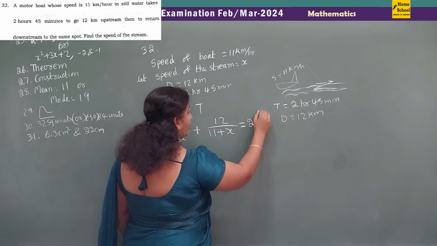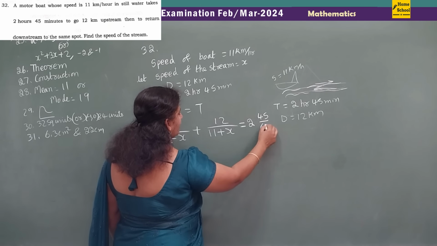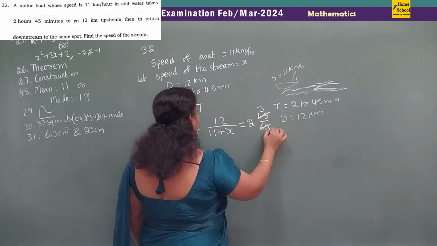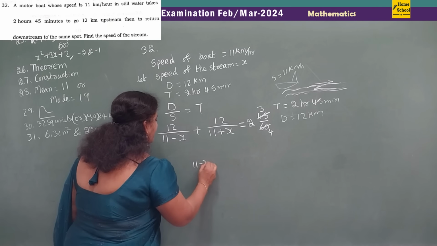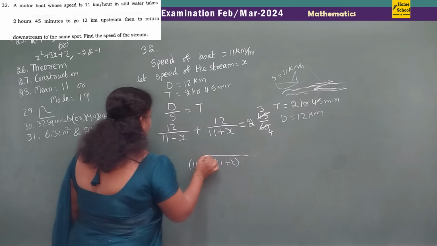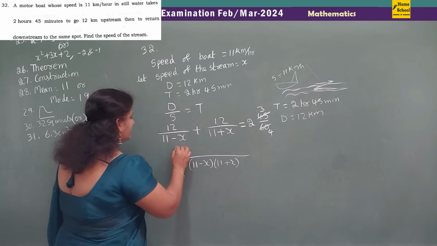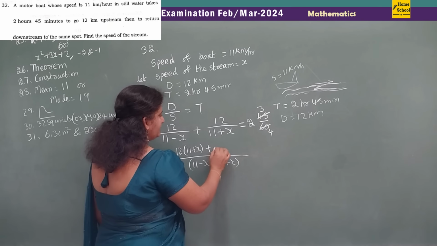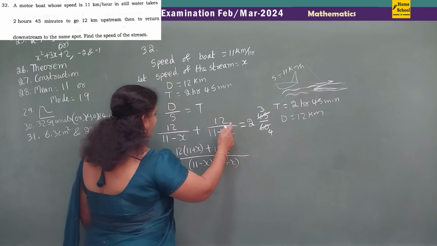2 hours 45 minutes, how will you write? Mixed fraction, 45 by 60, that is 15 threes are, 15 fours are. Now do LCM here: 11 minus x into 11 plus x. Here 11 minus x is there, so multiply 11 plus x for the numerator: 12 into 11 plus x, plus 12 into 11 minus x. Already 11 plus x is there, so multiply 11 minus x here.